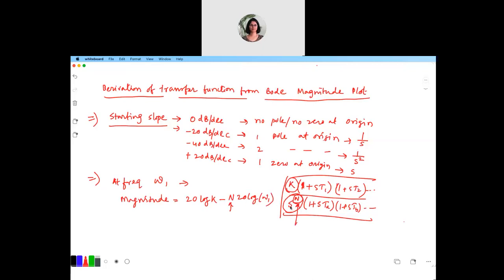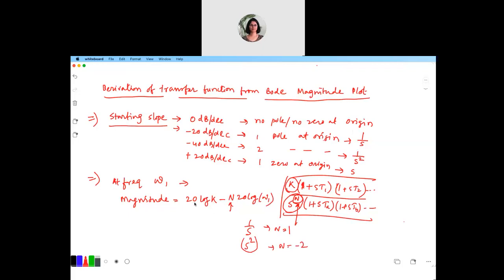If I have a pole at origin, so in the denominator I have say s, then this will be 20 log k minus n, where n is equal to 1. If I have 1 by s, then n is equal to 1. If I have s square, it's not 1 by s square, it is s square, then this n will be minus 2, so this will be plus 2 in that case. So this is a minus sign if I have pole at origin. This will be plus sign if I have zero at origin. So 20 log k minus n 20 log omega 1.